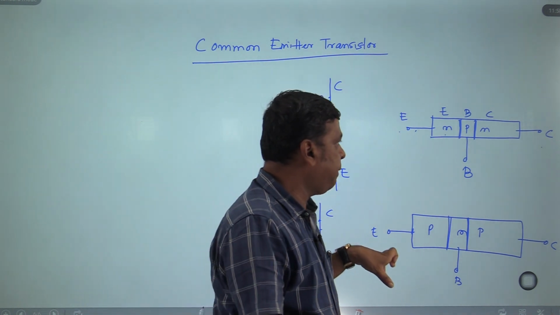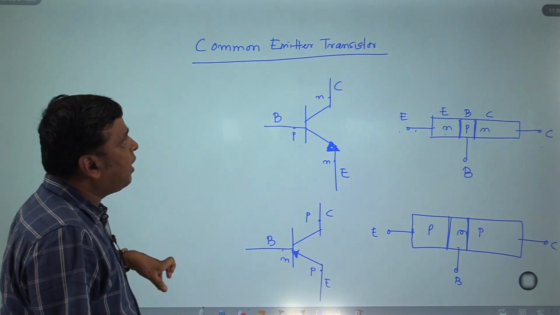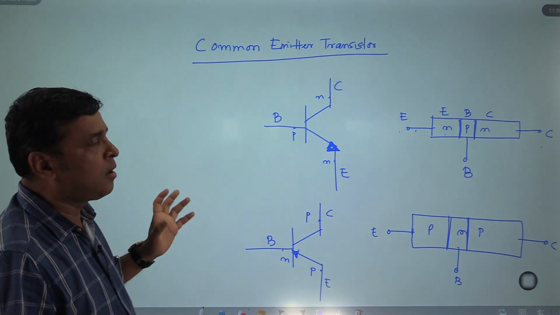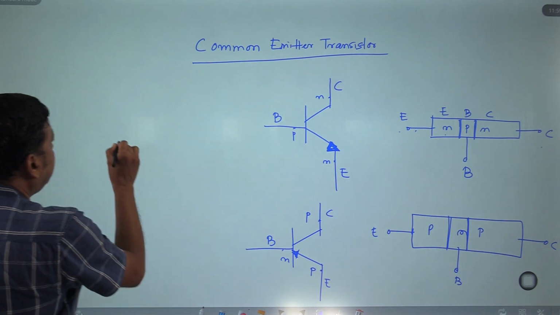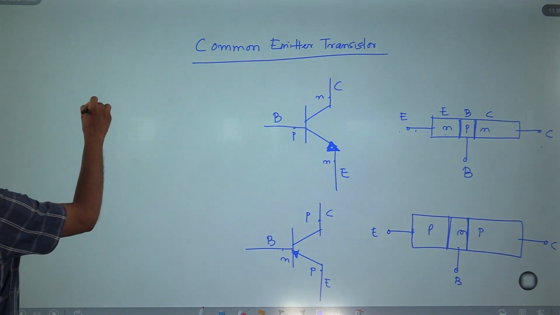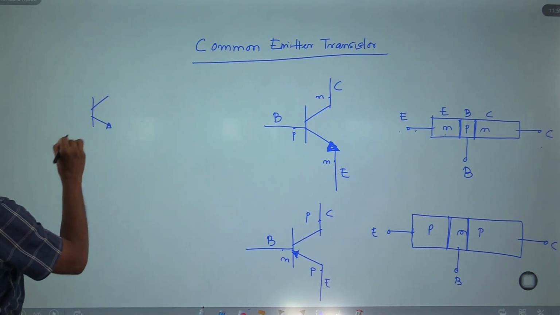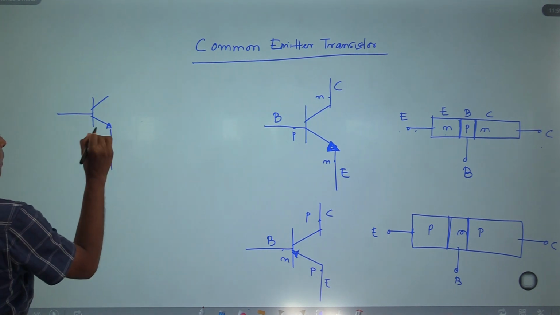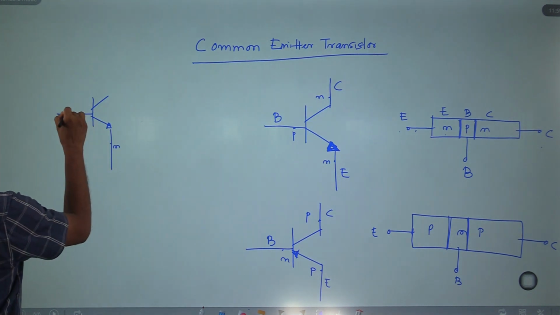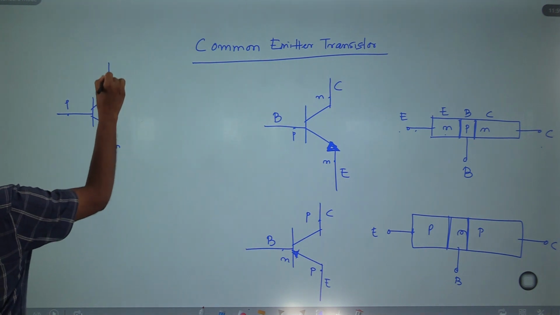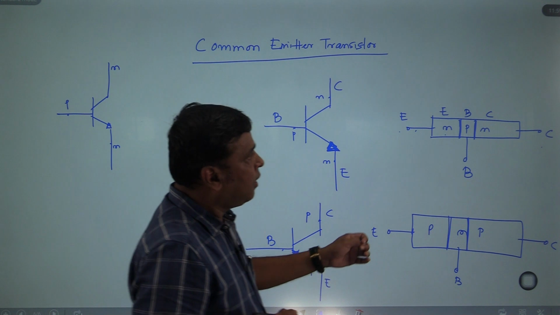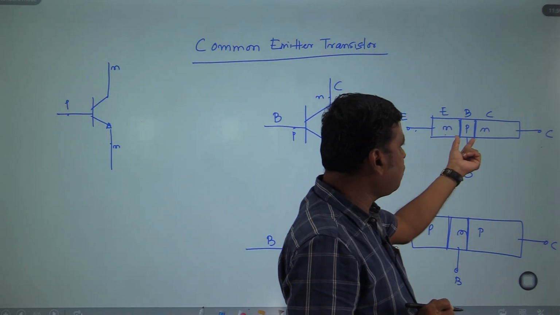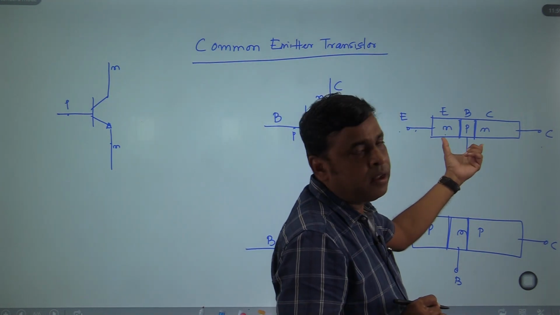So, now I am drawing a simple common emitter transistor to show how the transistor amplifies the input signal. In a common emitter transistor, this is N, this is P and this is N. I already told you that it is a two junction and 3 layer electronic device.